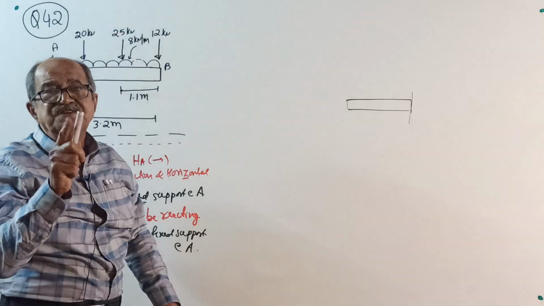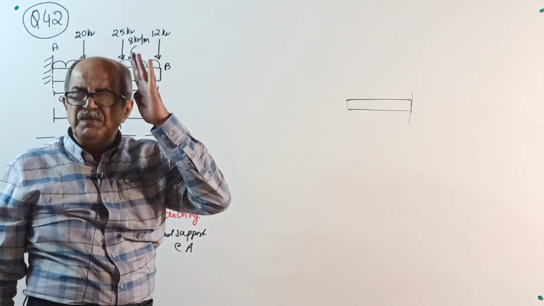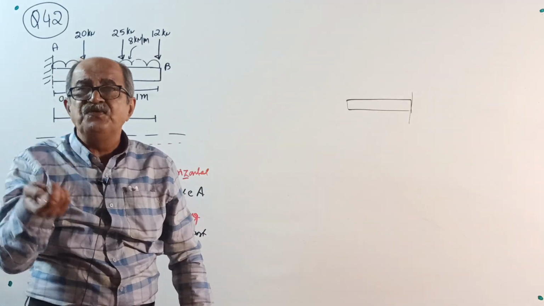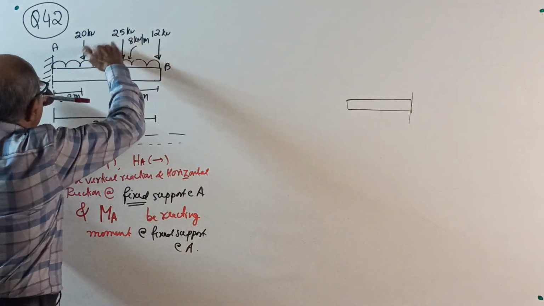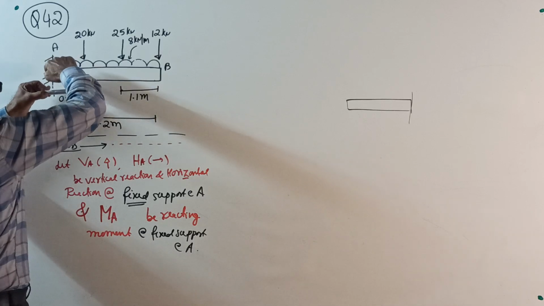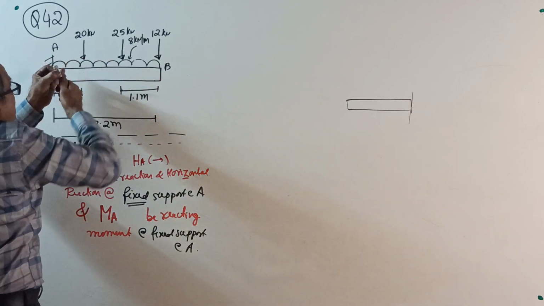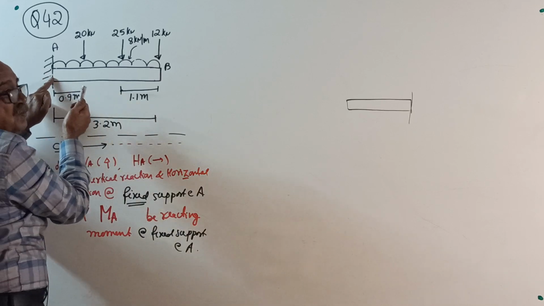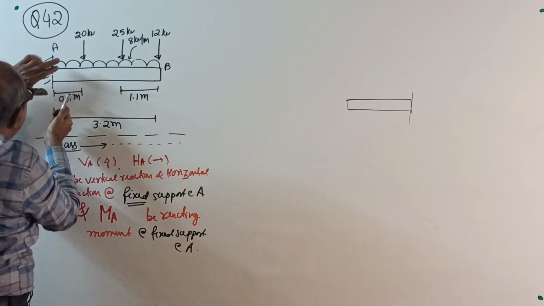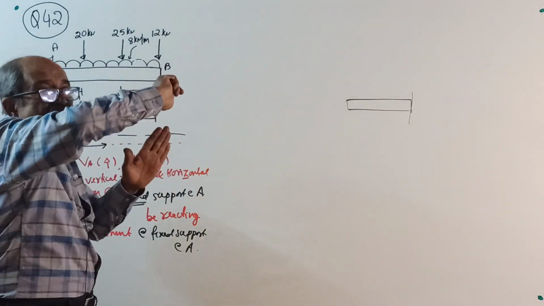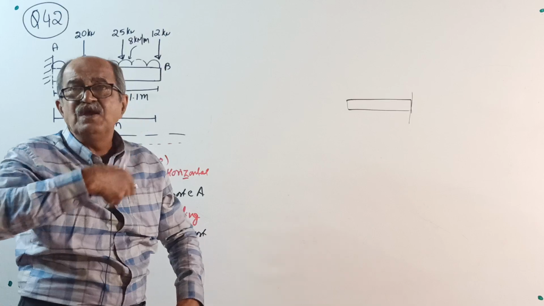That is called action. This also I told many times earlier. That is action. Reaction is opposite. Therefore, this loading will try to rotate the beam with respect to fixed support A in the clockwise direction. So, for equilibrium, support at A should offer an anti-clockwise moment. Action is clockwise, reacting moment anti-clockwise.